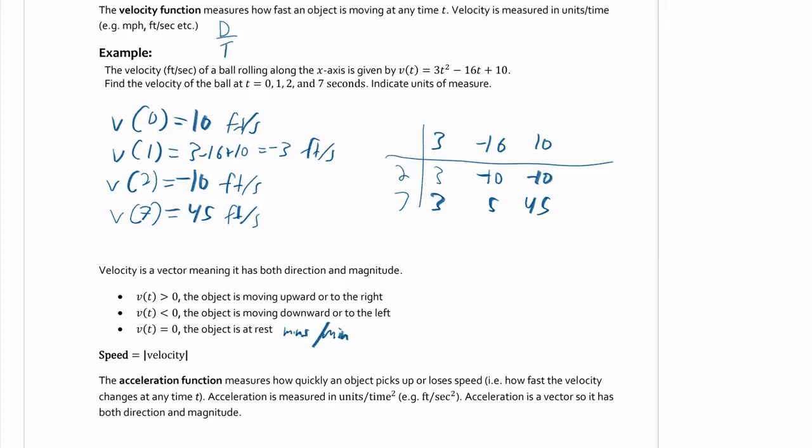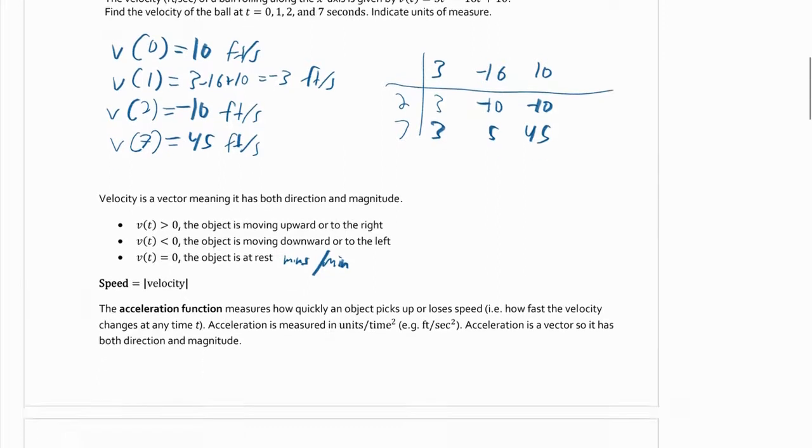We also use this word speed. Speed is an absolute value of velocity. It's what happens when velocity is stripped of its sign. So the speed of an object going 10 feet per second is the same as an object going negative 10 feet per second. They're just going in a different direction.